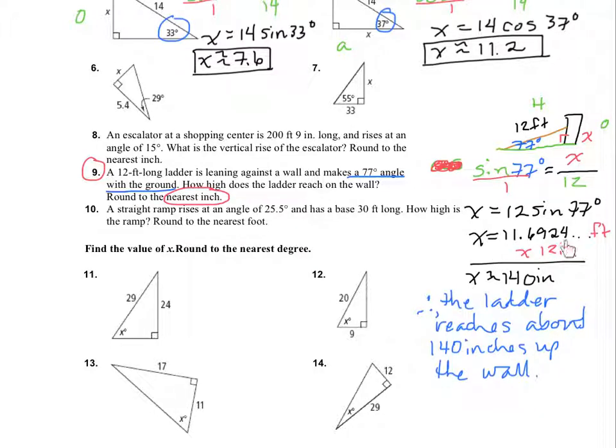And so then we have to convert feet into inches. Again, if you want inches, you want the feet to cancel, so you would have 1 foot in the denominator of your ratio, 12 inches to 1 foot, and then your 12 inches would be in the numerator. That's how I knew to multiply by 12. Each one of these feet here has 12 inches in it. You can also look at it that way. So when I multiplied, the closest inch turned out to be 140 inches. And so therefore, this is your answer. Therefore, the ladder reaches about, because it's an approximation, 140 inches up the wall.